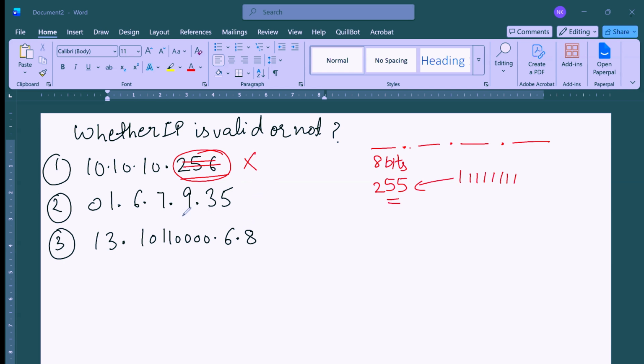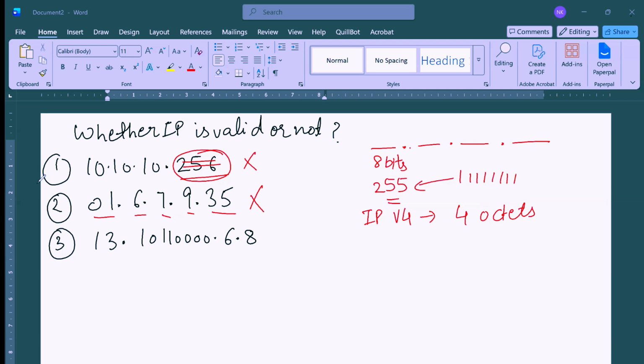Now let's see the next one. As it was told to you, every IPv4 address can have only 4 octets. If you look at this example very carefully, there are 1, 2, 3, 4, and 5 octets. So it is not a valid IP address.